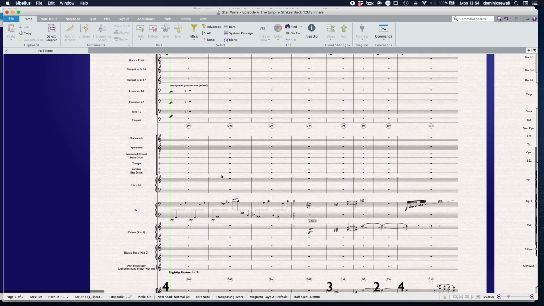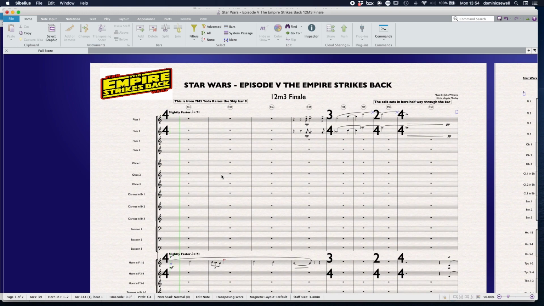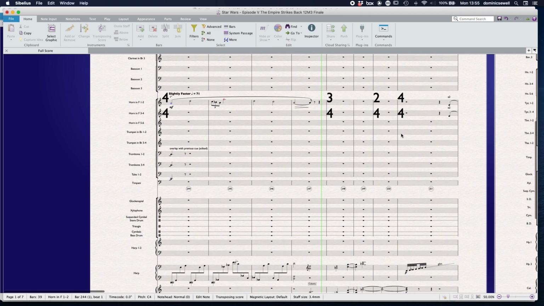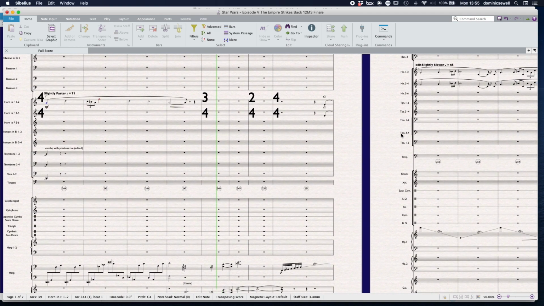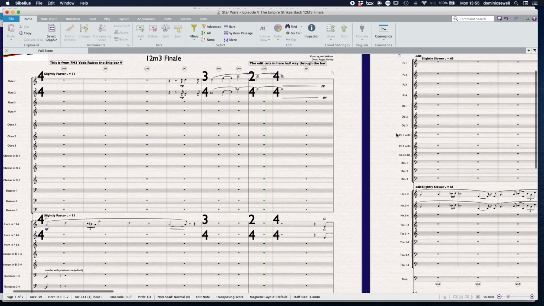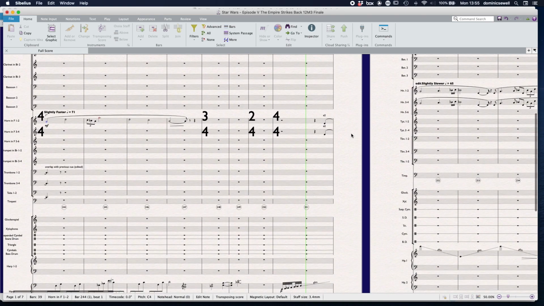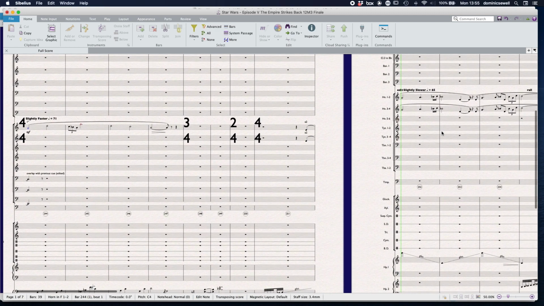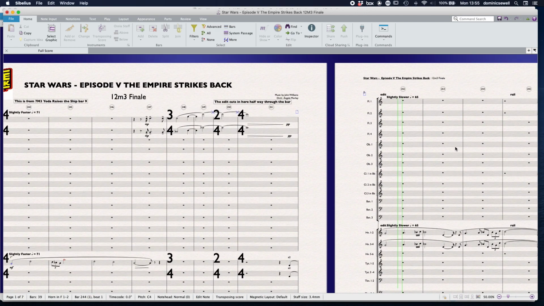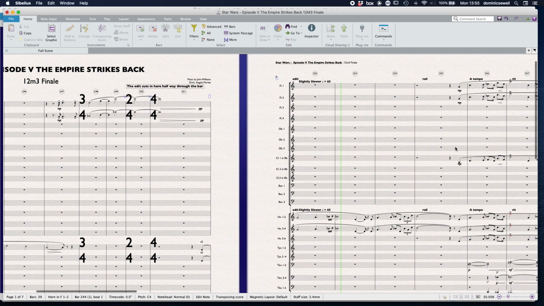So beautiful sort of segue into this, which seems to be from 7M3 Yoda raises the ship in bar 9. So it's another edit, and the edit cuts in halfway through the bar. Here. So now it's back to the original material.